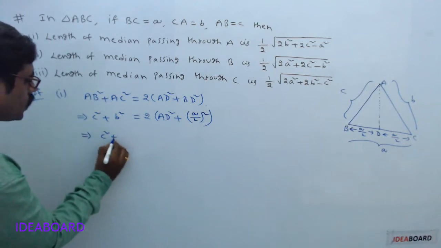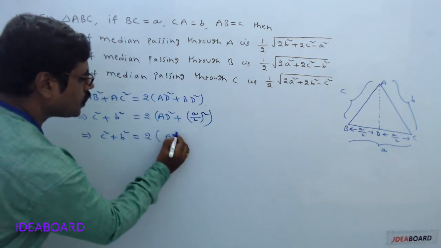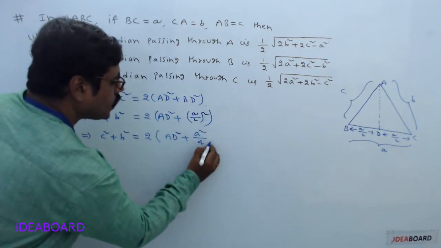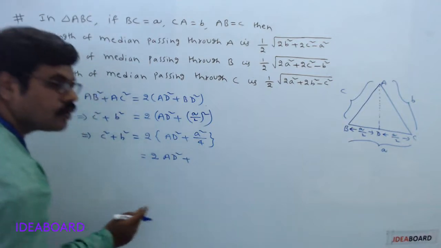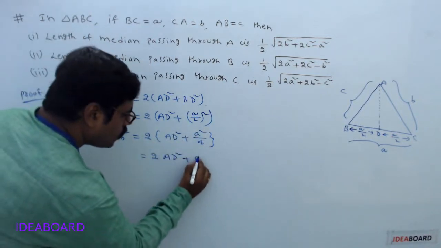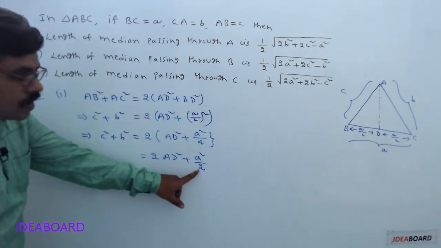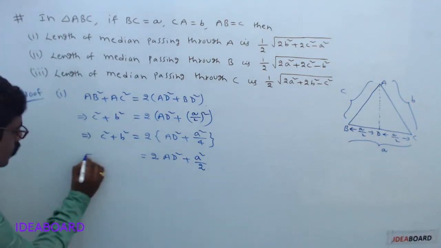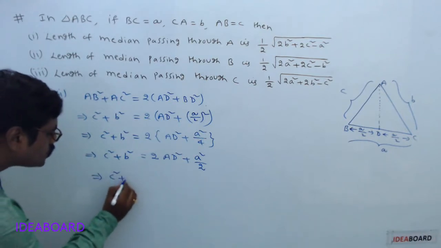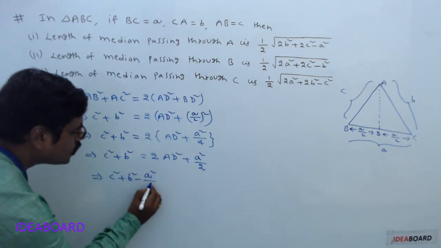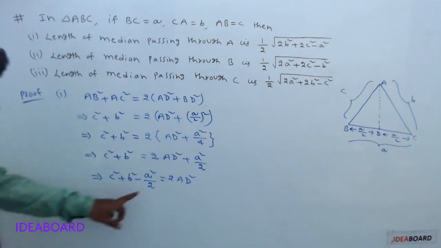Now this implies C square plus B square equals 2 into AD square plus A square divided by 4. Now this equals 2 into AD square plus 2 into A square divided by 4. It is A square divided by 2. Bring this A square divided by 2 term from RHS to LHS. Already this LHS part will be C square plus B square. So C square plus B square minus A square divided by 2 equals 2 into AD square. Now take the LCM.